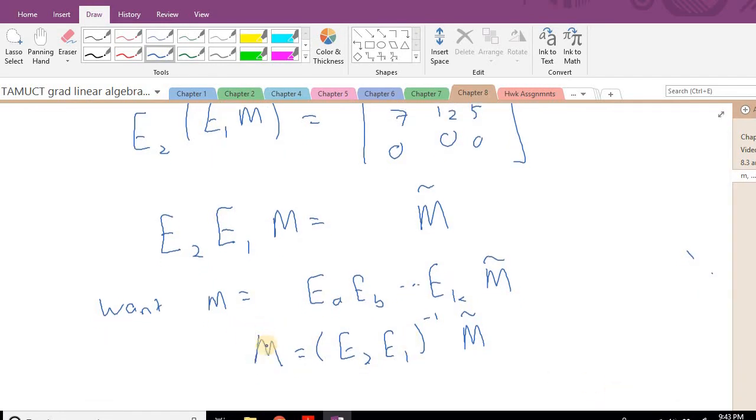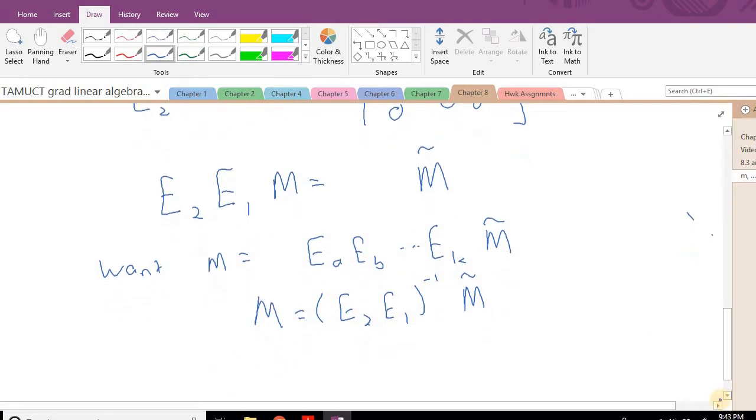Because what you want is M as a product of elementary matrices times M twiddle. Right. So E1 inverse times E2. Very, very good. All right, you knew how to reverse the, okay.